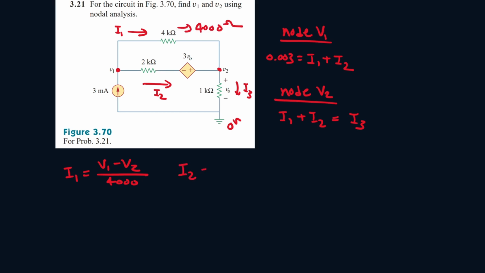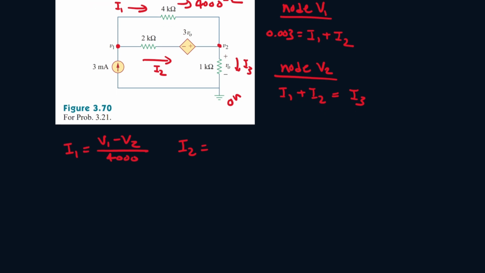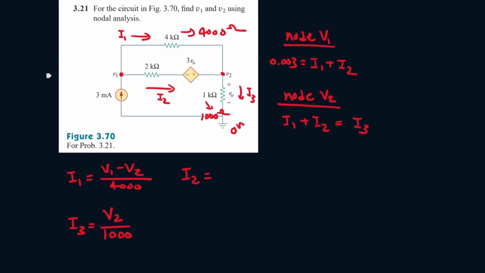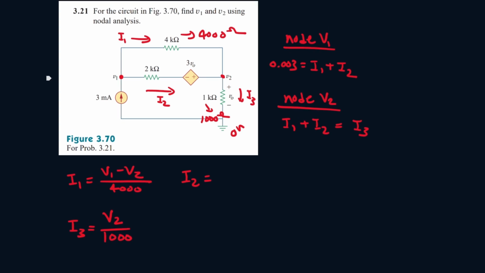So now we have I2. I2 is going to be a little tricky, so we'll get back to that later. I3 is equal to V2 all over 1,000 ohms. 1 kilo ohm is 1,000 ohms. Now let's focus on I2.